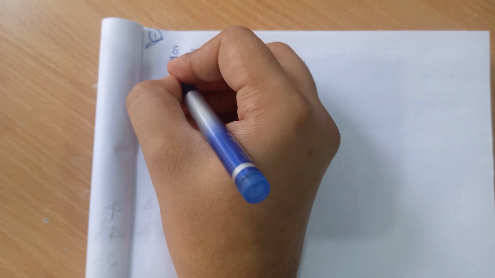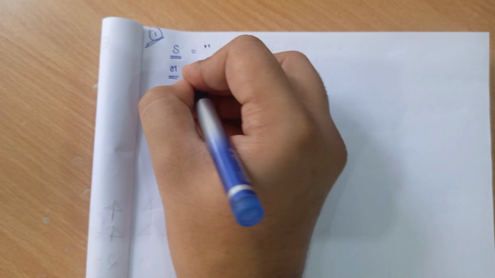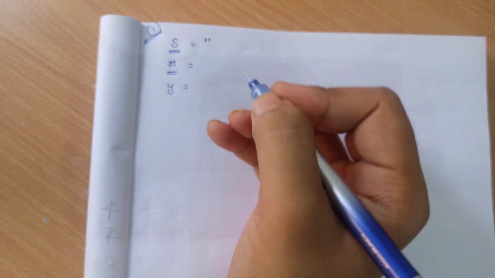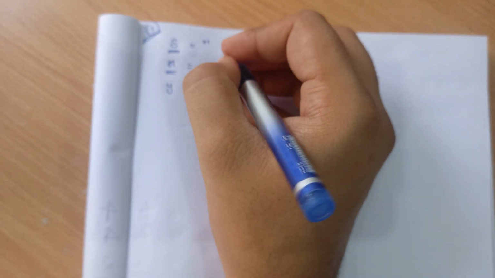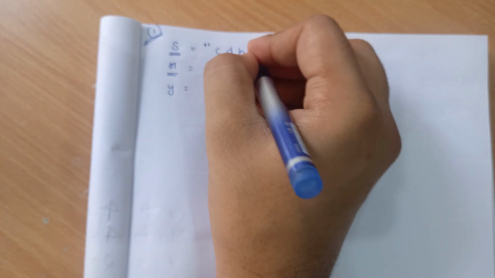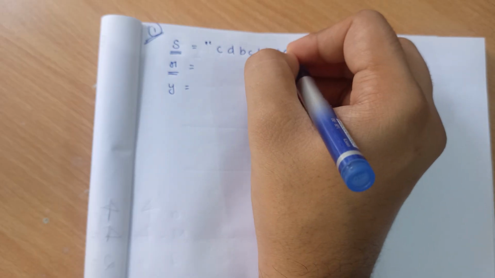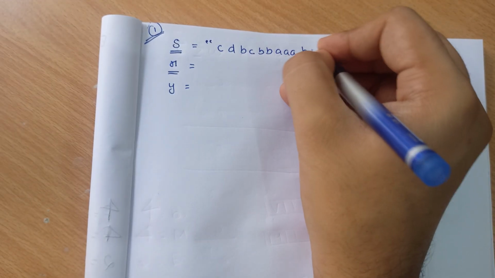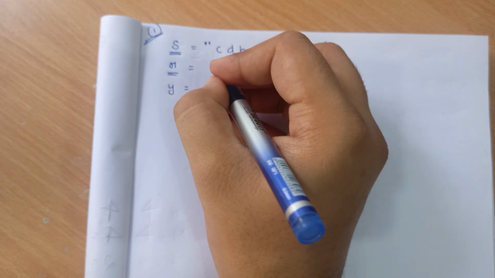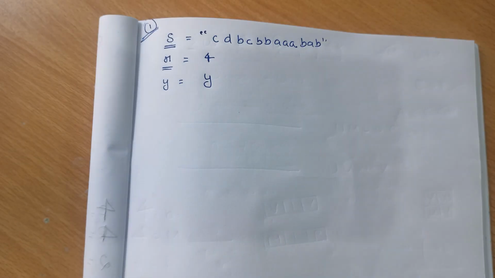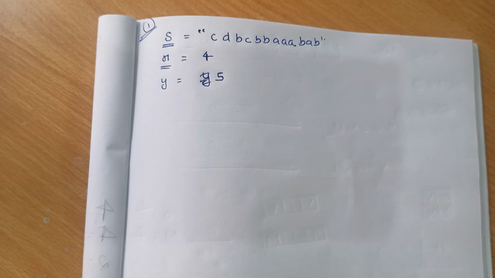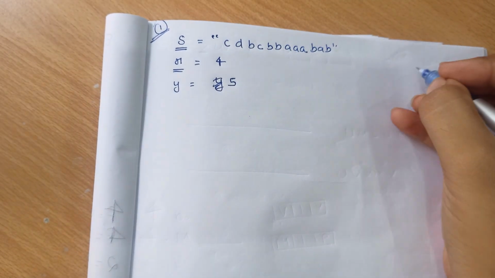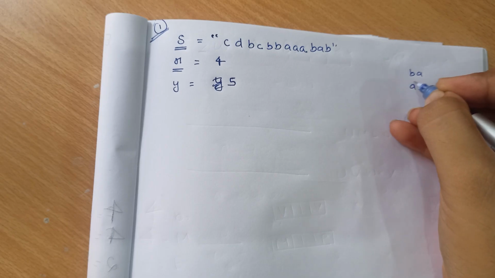In the question, we are given a string s, x, which is some points, and y, which is also some points. Let's take the first example to see this. The first example is C D E C B B A A B A B, and x is 4 and y is 5. Now we have to maximize our points after removing the substrings BA and AB respectively.